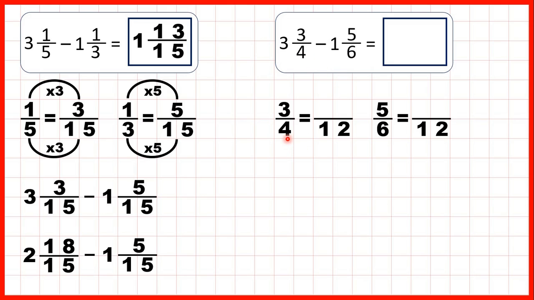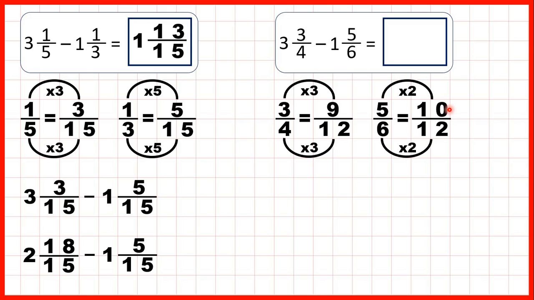So if we're using 12, 4 times 3 is 12, 3 times 3 is 9, 6 times 2 is 12, 5 times 2 is 10. So instead of 3 and 3/4, we can write 3 and 9/12. And instead of subtracting 1 and 5/6, we can subtract 1 and 10/12. Now again, if we look at the fractions of our mixed numbers, we have 9/12, and we need to subtract 10/12. But what we need to do again is to exchange one of our wholes for 12 more 12ths.